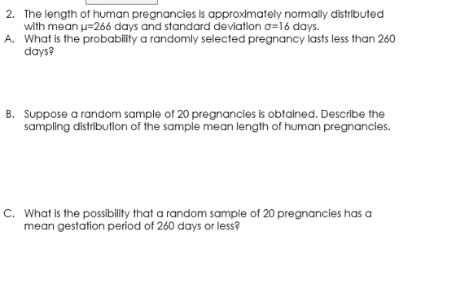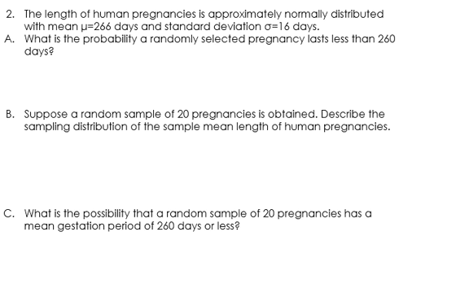Question 2 reads, the length of human pregnancy is approximately normally distributed with a mean of 266 days and a standard deviation of 16 days. Part A reads, what is the probability a randomly selected pregnancy lasts less than 260 days?